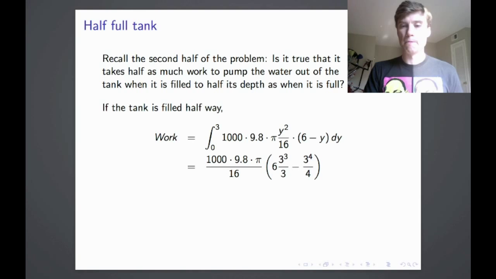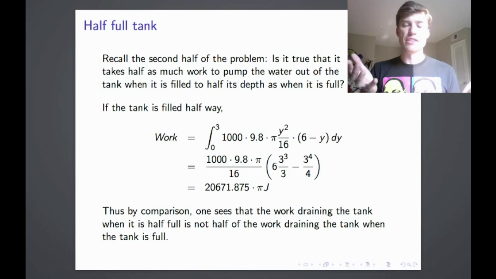So, as in the previous integral, we can distribute the y squared, pull out the constants, find the antiderivative, and evaluate from 0 to 3. This simplifies to 20,671.875 times pi joules. And if you take the ratio of the two answers, you see that the ratio is not 2. It's not true that if you only fill the tank up halfway, it takes half the work.